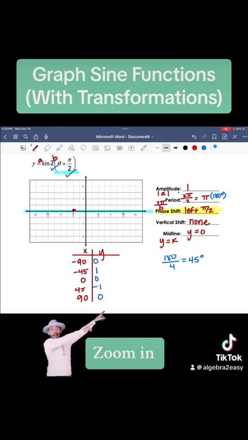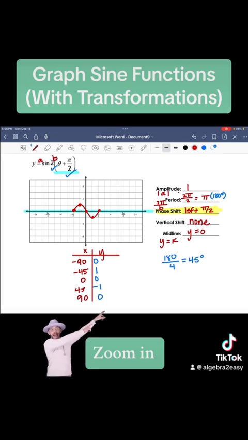Negative 45, we know it's going to be in between 0 and negative 90, so it's going to be right here. We have negative 45, 1. We have 0, 0. We have 45, negative 1. And then we have 90, 0. Remember, 90 is pi over 2. Go ahead and draw your graph.